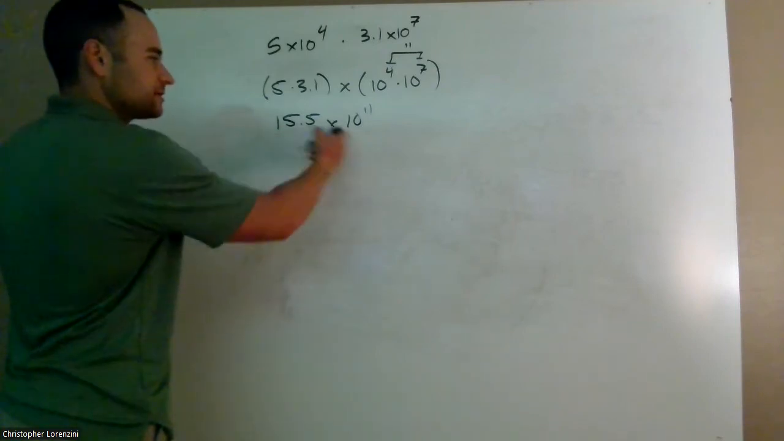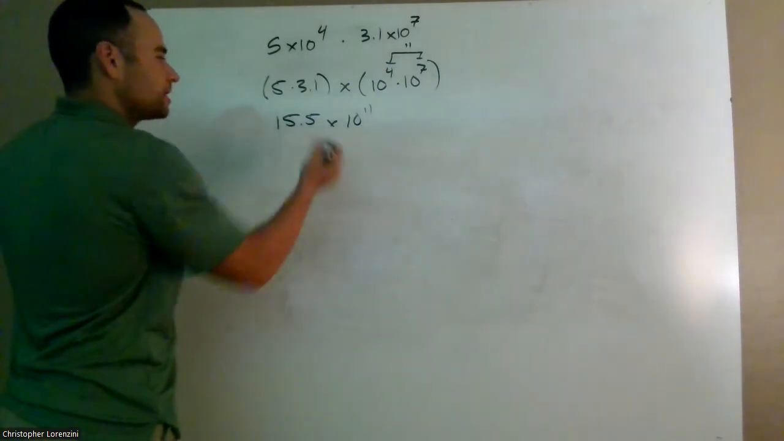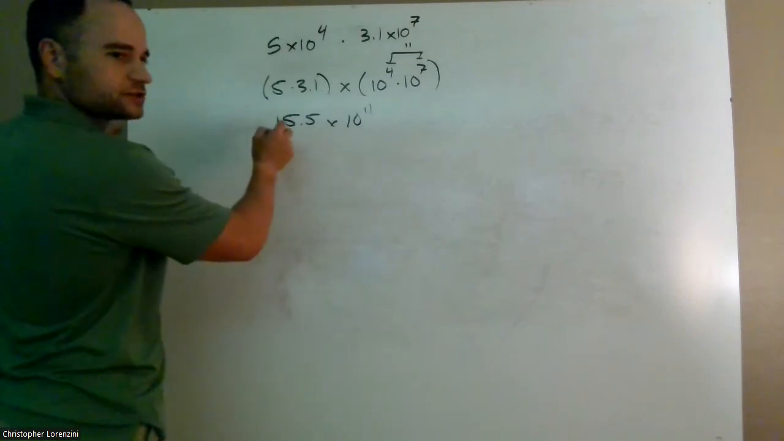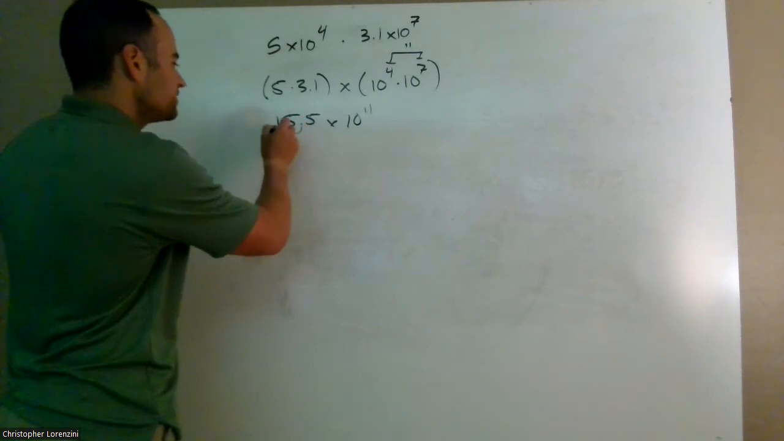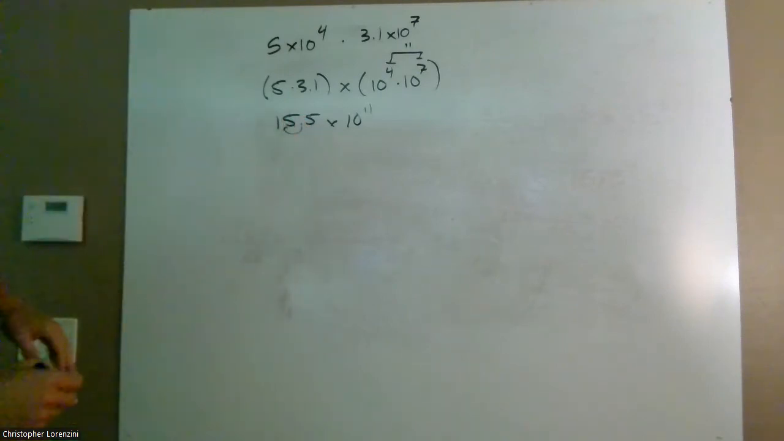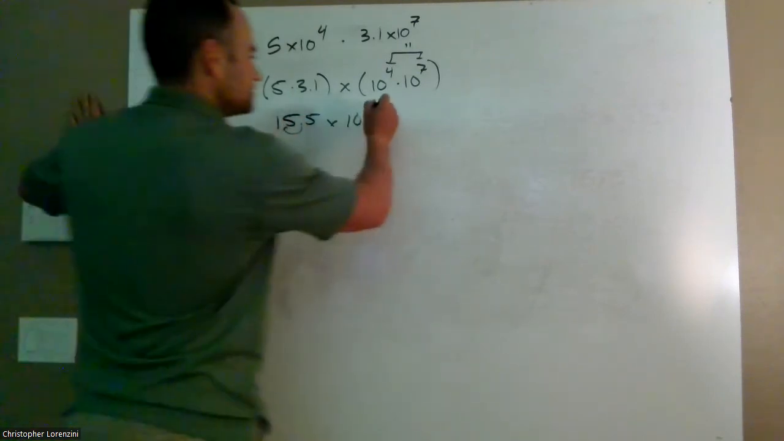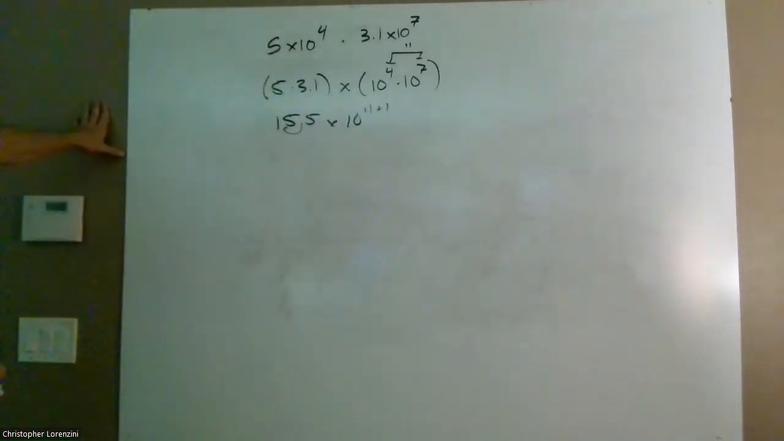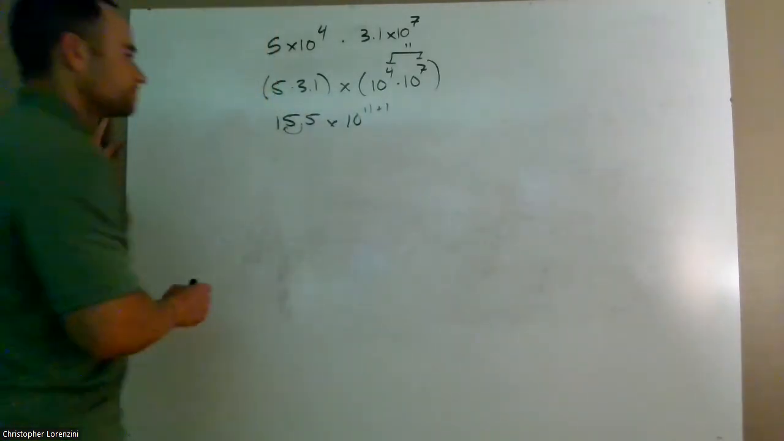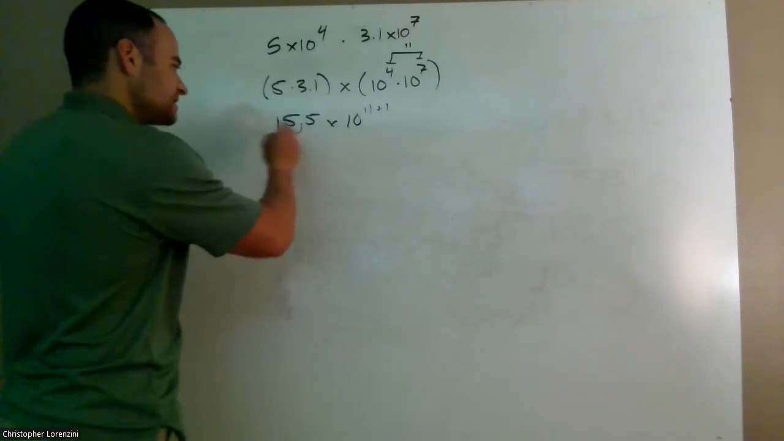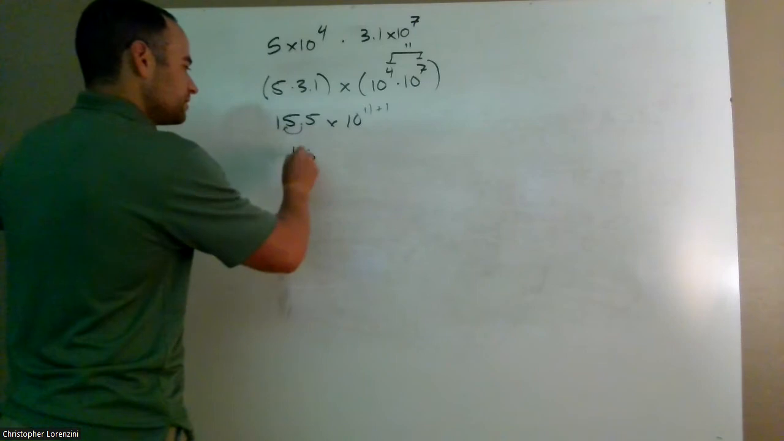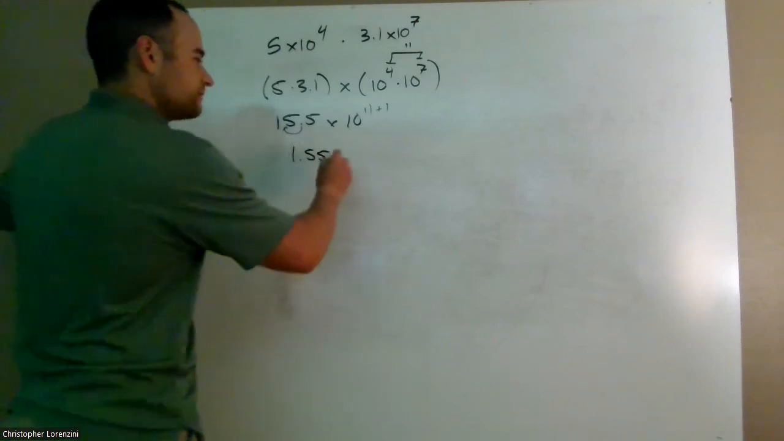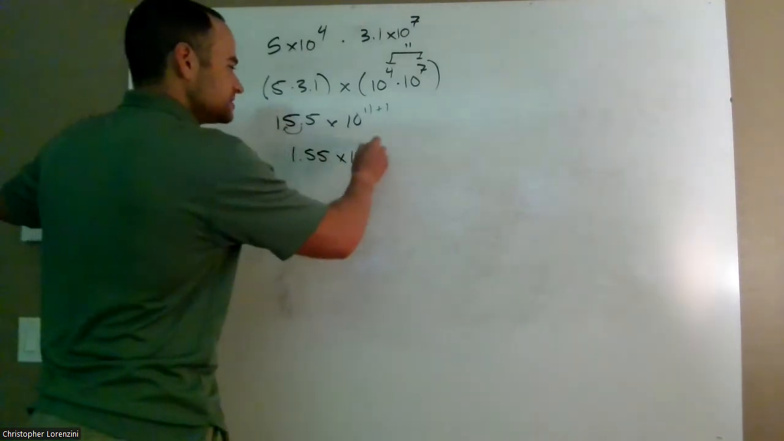So when I take a look at this, okay, what do I have going on? If this number is larger than 10, I need to move this decimal place over here. And then I need to add 1 to my exponent over here. So I get, instead of 15.5 times 10 to the 11th, I'm going to get 1.55 times 10 to the 12th.